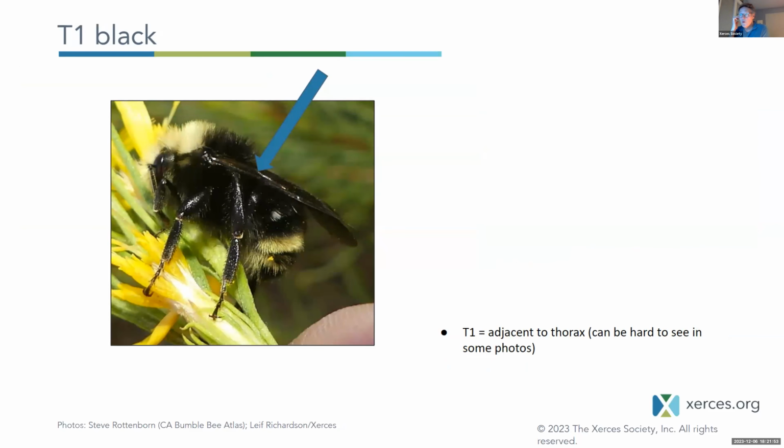Moving on to T1 being black. This is the first abdominal segment. It's the one that faces the thorax, and it can be difficult to see in photos. Like this photo, I think you can just barely make it out under the wing and above the leg there. Sometimes most of T1 is vertically facing the thorax when the abdomen is tilted up, and it's easy to miss it and then count T2 as T1.